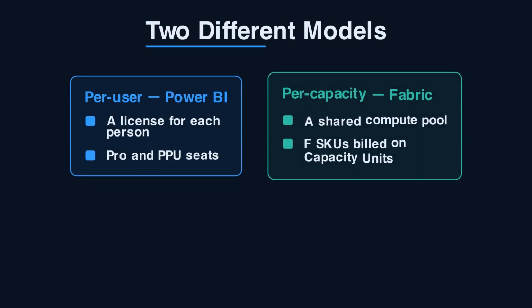Power BI is licensed per user. You buy a seat for each person. Microsoft Fabric is licensed per capacity. You buy a shared pool of compute that the whole organization draws from. Seats versus an engine. Almost every licensing question comes down to which of these two models you are in.